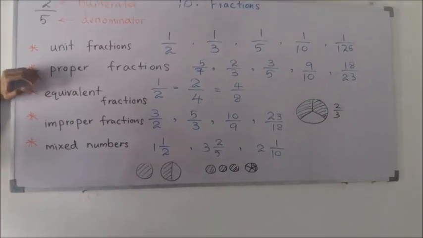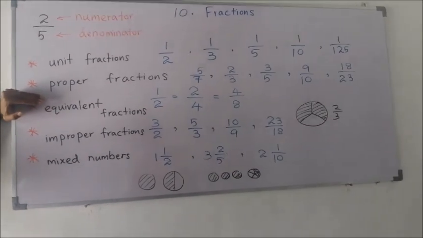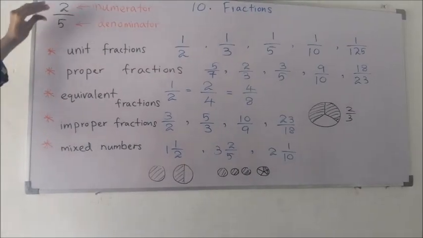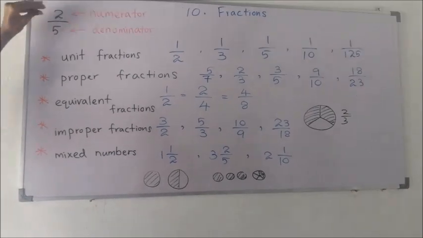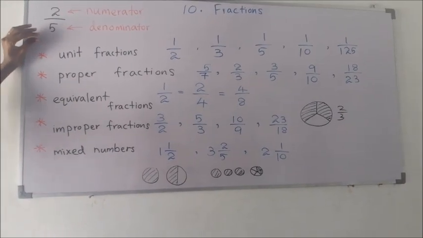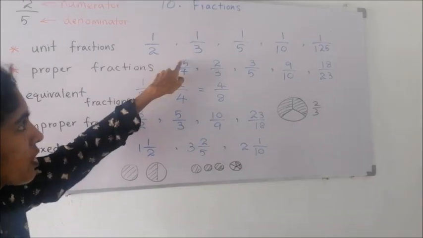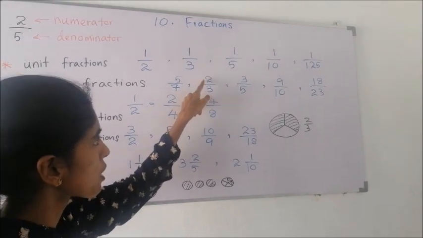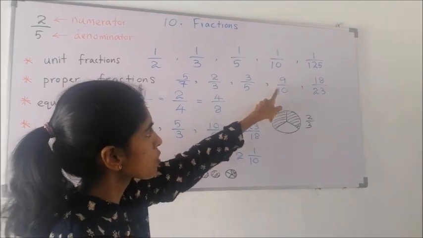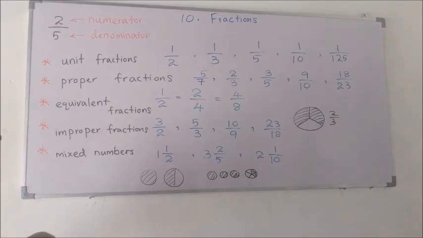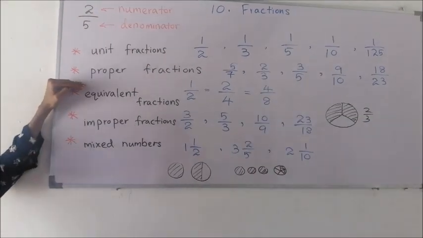Then we learnt about proper fractions also. What are these proper fractions? If the numerator is smaller than the denominator, such types of fractions are called proper fractions. Look, the numerator is smaller than the denominator. The top number is every time smaller than the bottom one, right? So that is a proper fraction.